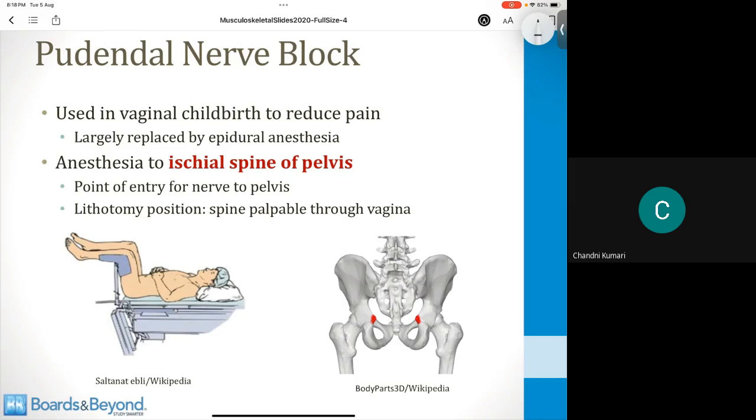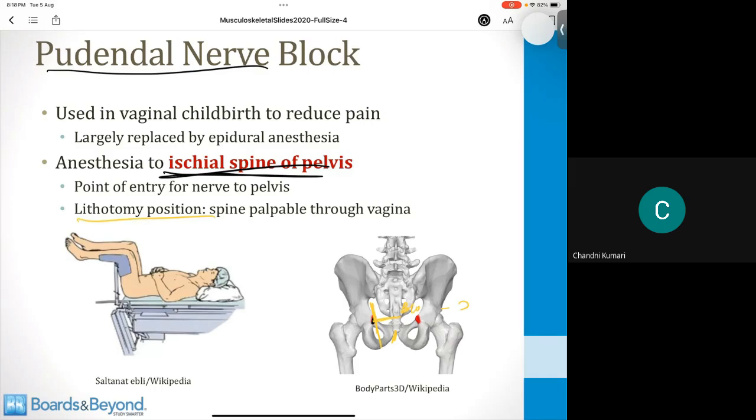For example, if a lady is having any kind of vaginal delivery, sometimes you are also going to give her a pudendal nerve block in order to avoid pain. For that, which landmark are we going to use? Ischial spine. This is your ischial spine, right? The pudendal nerve basically runs over this ischial spine. So you are going to look through the vaginal opening, palpate this ischial spine, and there you are going to give the block. In this way, you can block the pudendal nerve, which would avoid pain.